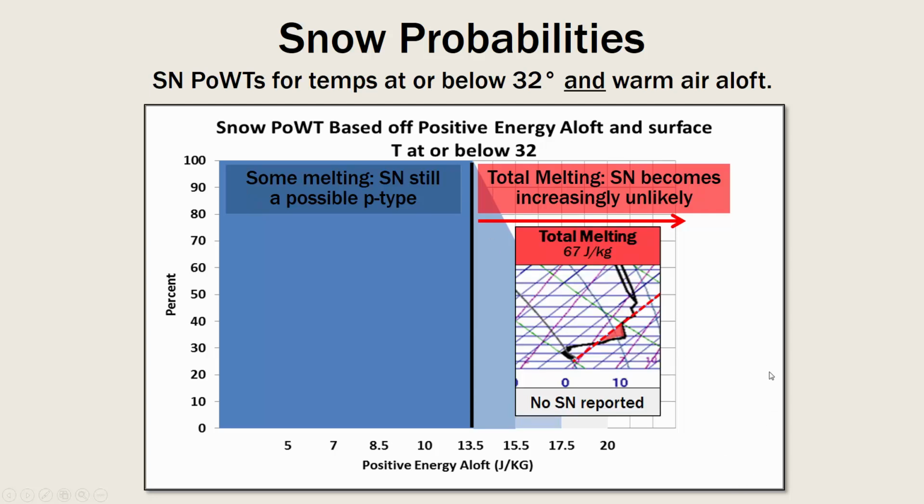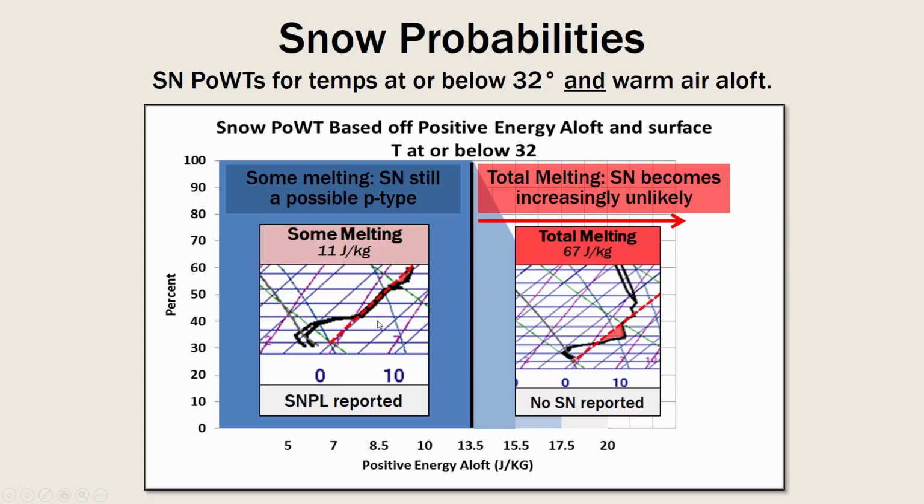So here's just an example. Total melting. This particular sounding here, you can see, has a warm layer aloft, and it measured 67 joules per kilogram. And in this precipitation, there was no snow reported at this time.